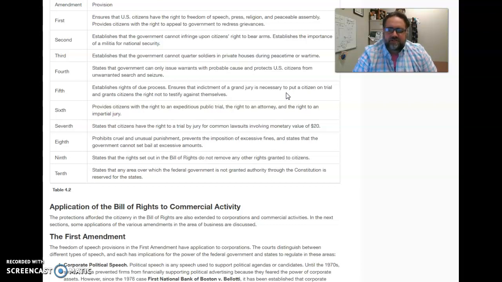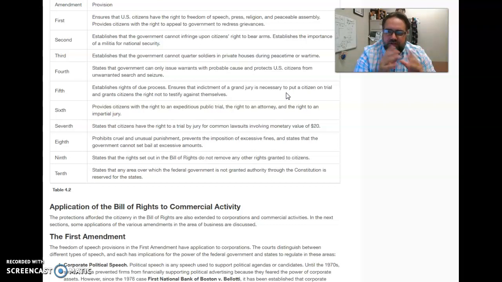Sixth, provides citizens with the right to expeditious public trial, the right to an attorney, the right to an impartial jury. Seventh, states that citizens have the right to a trial by jury for common lawsuits involving monetary value of $20. Eighth, prohibits cruel and unusual punishment. That is a gray area. There's a lot of gray area in our laws, but what is cruel, what is unusual? Prevents the imposition of excessive fines, and states that government cannot set bail at excessive amounts.